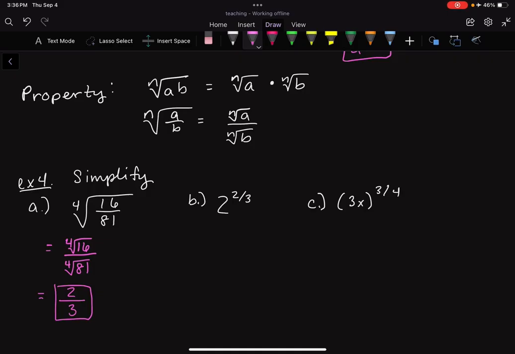Part B I like. So this is the cubed root of 2 squared. Now, earlier, I usually do the root first. In this case, I can't do the cubed root of 2. So I'm just going to have to do the power first. So I get the cubed root of 4. I can't reduce that at all, so I'm just going to leave it as is. And the reason I wanted to do it is to show you that sometimes your answers are just going to be left kind of ugly. And that's fine. Don't worry.